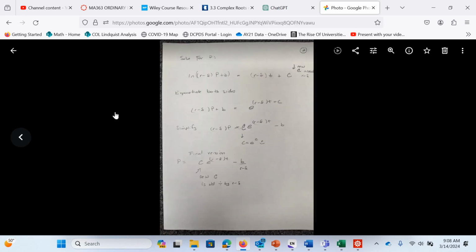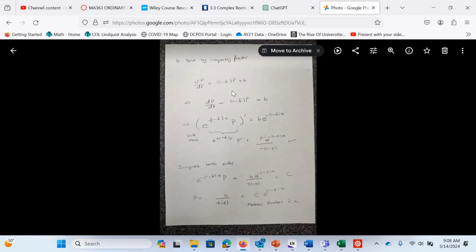Okay, so let me go to the next picture. The next question was to solve by integrating factor, and most of you got this. You would just bring the r minus delta p to the other side, rewrite it as a derivative. I just sniff check myself. I make a lot of errors, so I made sure that by product rule, I get back to where I started as a multiple of e to the minus (r minus delta) t. And then I integrate both sides, so I get this guy here with the plus c. And then I solve for p by multiplying through by e to the (r minus delta) t. And I get the same thing as I got for number 2a.